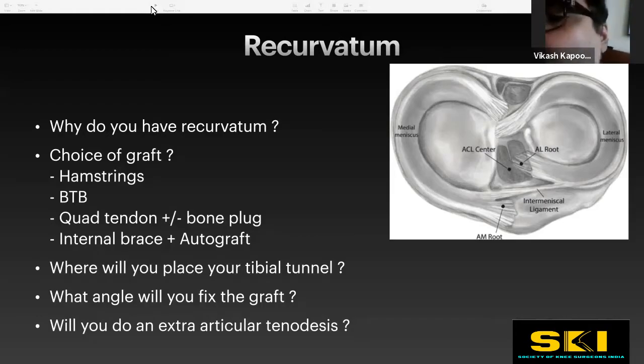Yeah, I thought you said hyperextension, internal bracing. That's what I thought. Okay.